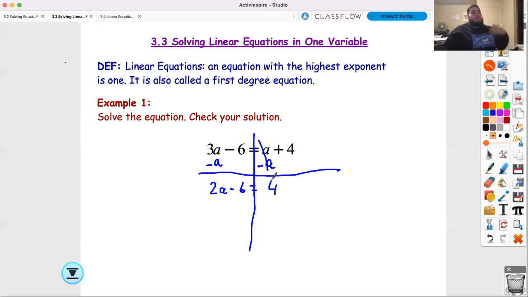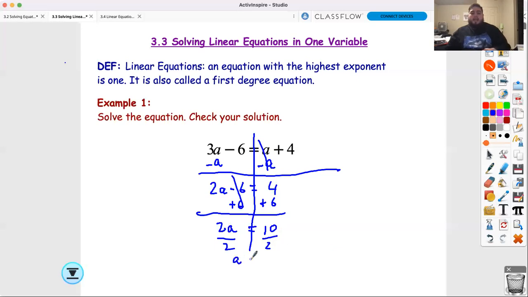Now we have to move the numbers from the left side to the right. To move a -6, I'm gonna have to add 6. What we do to one side, we do to the other. So then we get 2A equals 10. Now we want to get A by itself. So 2 times A. Well, the opposite of times 2 is dividing by 2. So I'm going to divide by 2. So then I get A equals 5 as a solution.